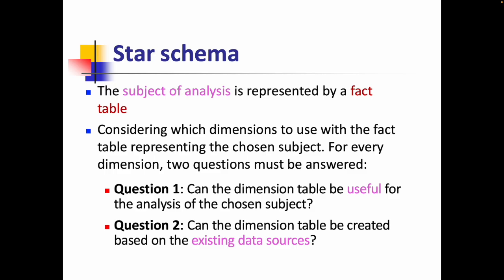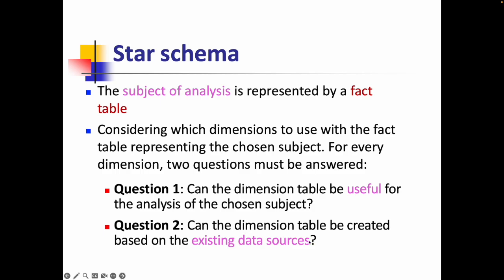We don't just put any table that you have in your operational databases into the data warehouse. Sometimes we may also combine data from different tables, having a new one here. But for the sake of simplicity, for now, focus on the relevancy of each of these tables. For instance, we added product as one dimension to the sale because the answer to both questions here is yes. First, can the dimension table be useful for the analysis of the chosen subject? Can product be useful in analyzing sale? Sure, we may want to analyze the sales for different products, right? And so that is useful.